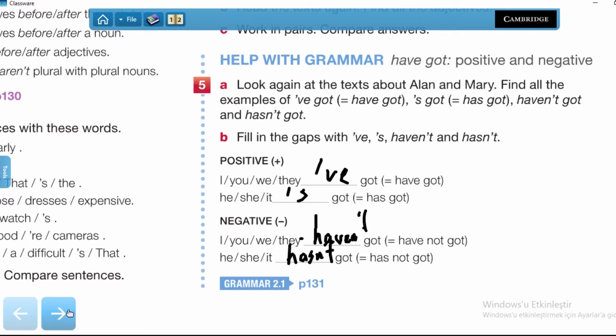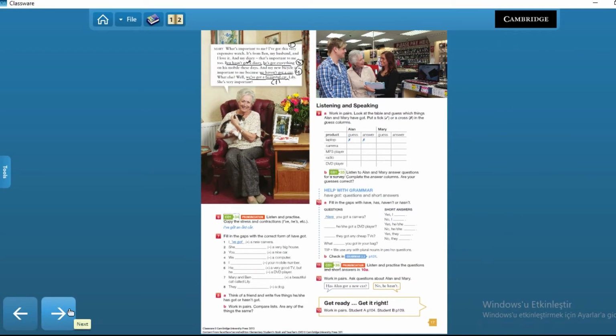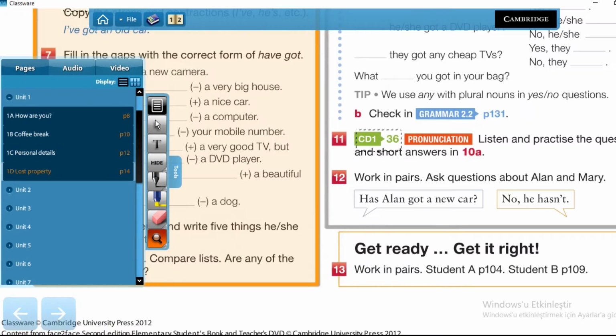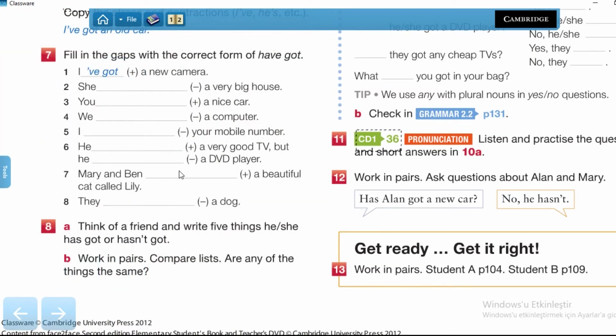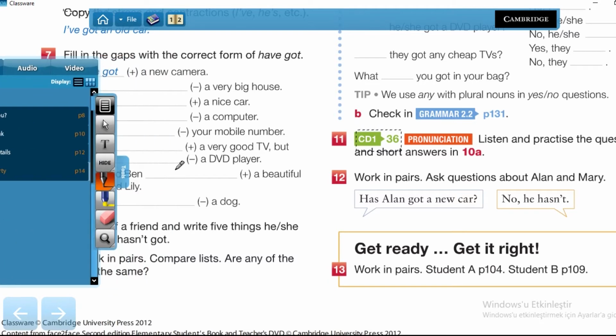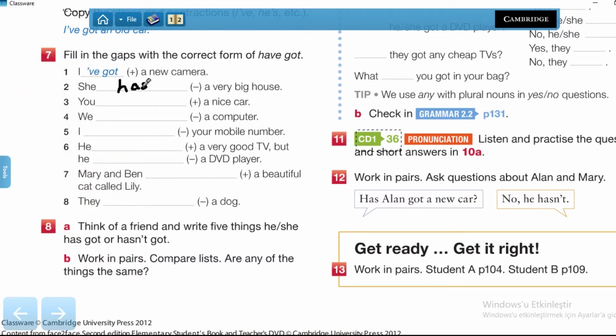Let's get to the next page and look at exercise 7. Fill in the gaps with the correct form of have got. Look, it says positive, so you make positive forms. I've got a new camera. Number 2, it is negative, so we make it negative. She hasn't got a very big house. Number 3, positive, so we use short forms. You've got a nice car.